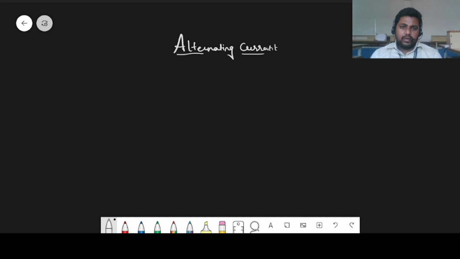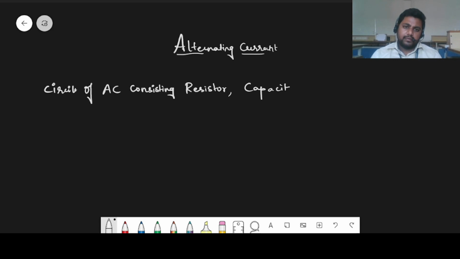The topic that we are going to see is circuits of alternating current consisting of a resistor, capacitor and inductor. That means if in an AC circuit we are having a resistor, what will happen to the EMF? What will happen to the current? We have to analyze.